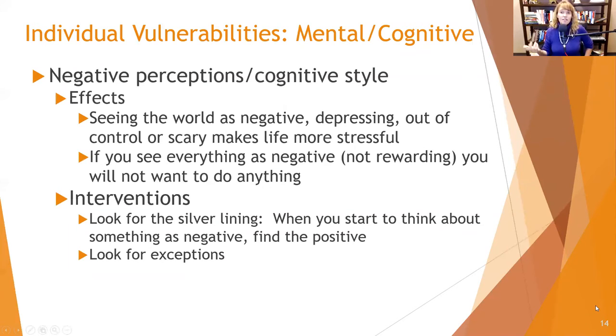Negative perceptions and cognitive style. If they see the world as a negative, depressing, out of control, or scary place, it makes everything seem negative and makes people not want to take chances. People who've been through trauma can sometimes get stuck in this area where they're experiencing life in terms of avoidance of threat instead of, life is good and threat's going to happen, I'll have to deal with it. They live their life each day just trying to protect themselves. When people see everything as negative and not rewarding, they don't want to do anything.